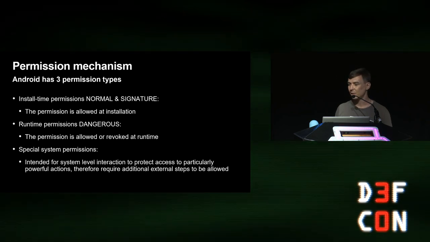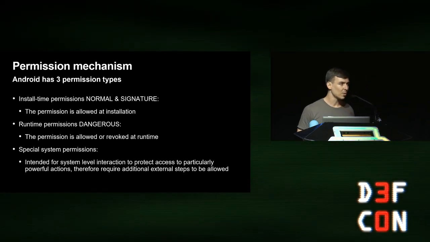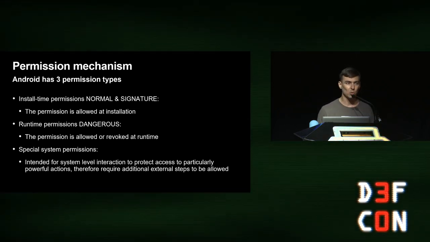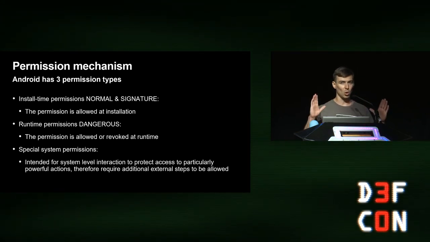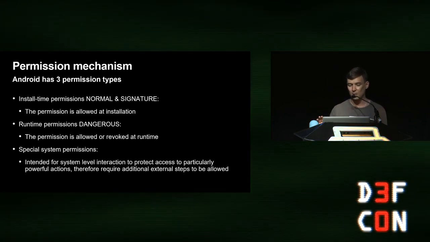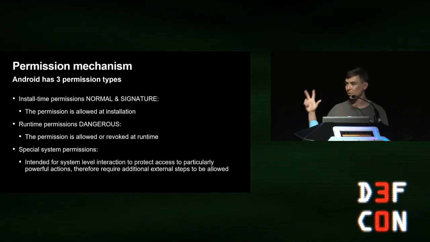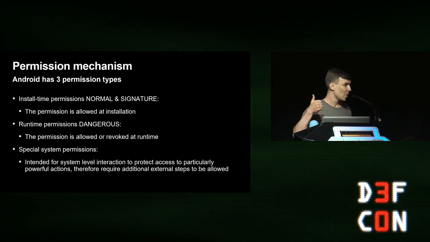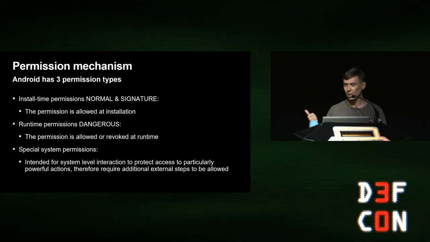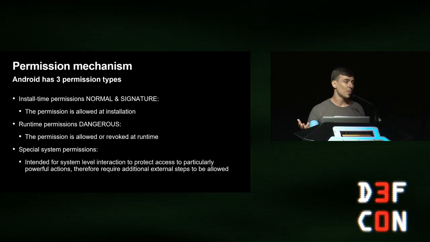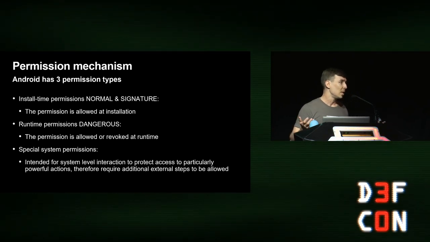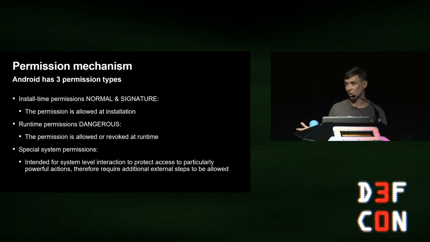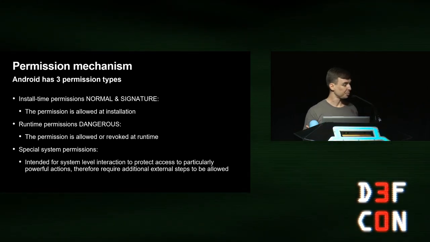So let's dive into the permission mechanism. Because there were a lot of changes in the permission mechanism in the last few years, in this presentation I'm trying to focus on the most solid concepts. First of all, Android permissions can be divided into three permission types or categories, if you wish. First, install time permissions. Install time permissions are basically permissions that are enabled right after the application is installed on the device. So you can say that the allowance of this permission is the action of installation.